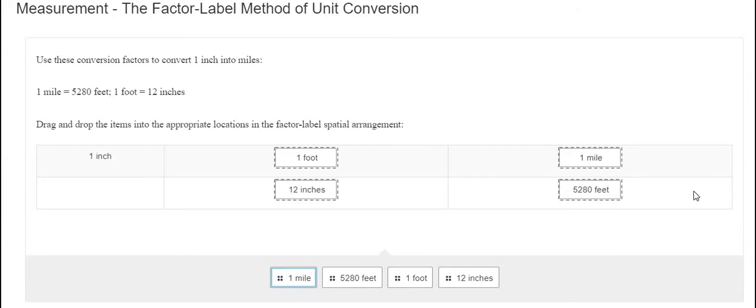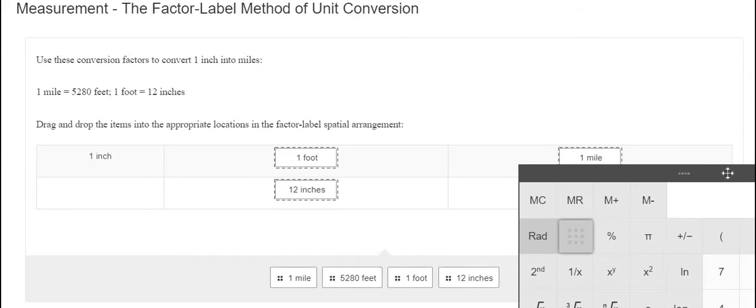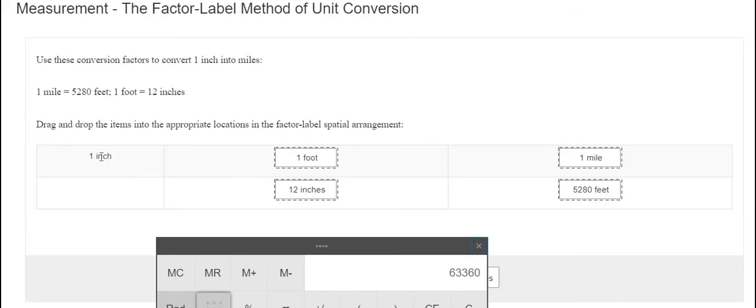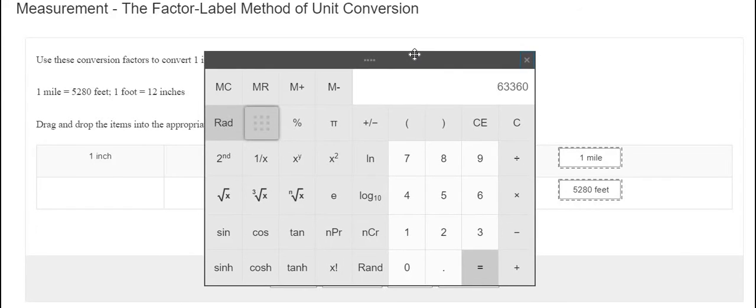Okay, so this would be the correct answer for that. And so once again, I'm going to pull up the calculator. And in this case, we notice that all of the ones appear in the numerator. So we're going to have 1 divided by whatever 12 times 5,280 feet is. Now, from the last problem that we did, 12 times 5,280 feet was 63,360. And let's do that again. 5,280 times 12 is equal to 63,360.